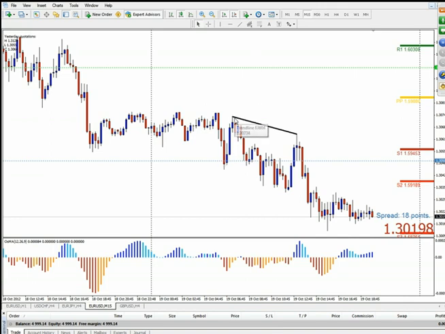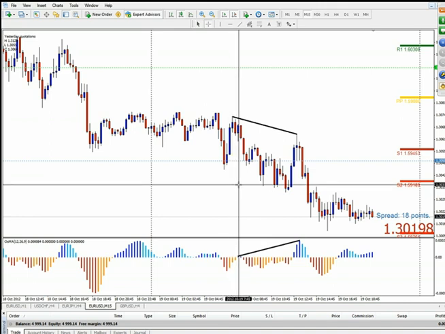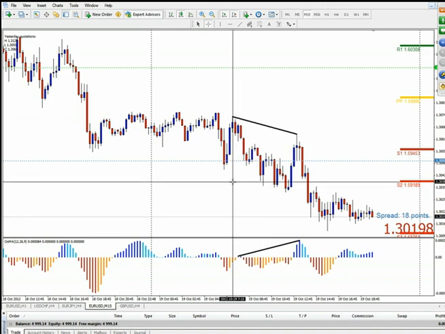We had a pullback. Then we came all the way down, and we had a nice pullback again. But this pullback here was a lower high than this high, but on the indicator, it was a higher high from a lower low over here. See, it was the opposite. So here is our first pullback and our second pullback.